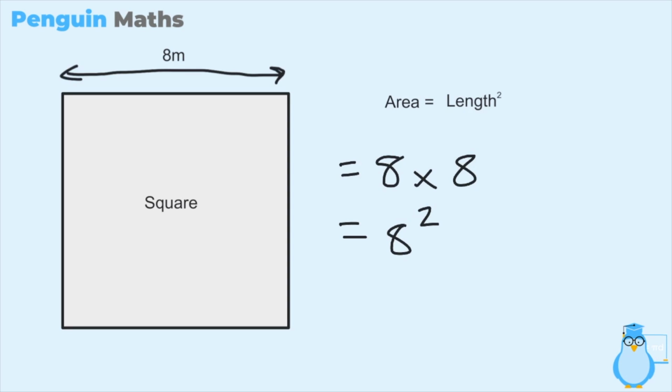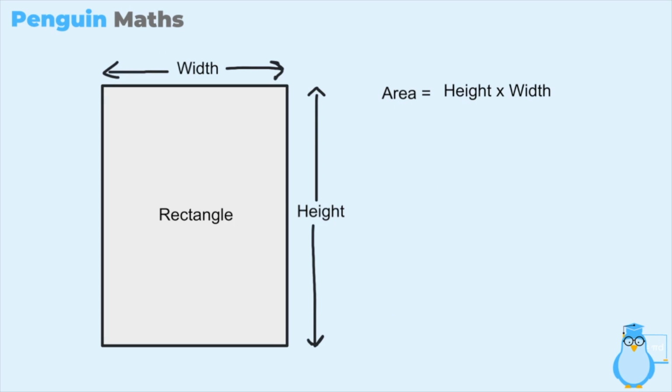And because the length we were given was in meters, we know that the area is equal to 64, because 8 times 8, or 8 squared, is 64, and it's measured in 64 meters squared, which is the area of this example right here.